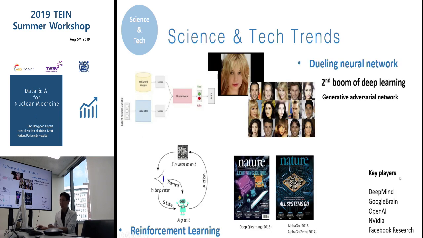So this is a dual neural network. It's the second boom of deep learning. As you can see here, all of these face images are generated. It's computer generated imaging, so we don't know who he is and who she is. Anyway, the computer can generate these realistic images. So this technology can be applied to the medical fields, to medical images.